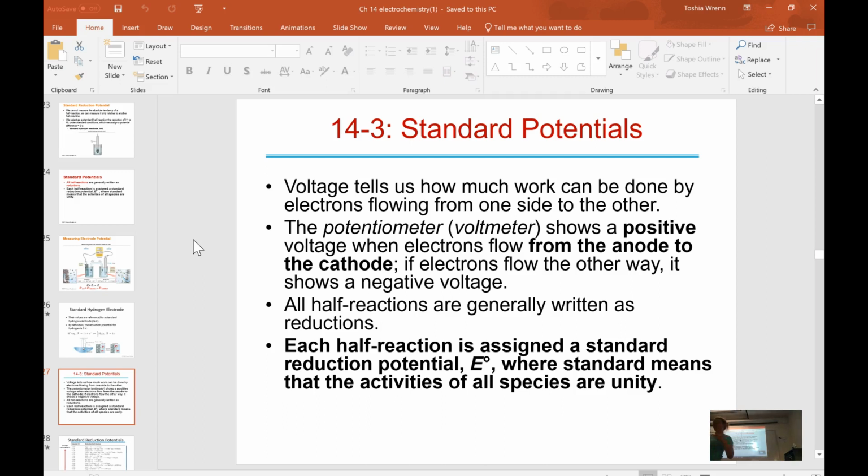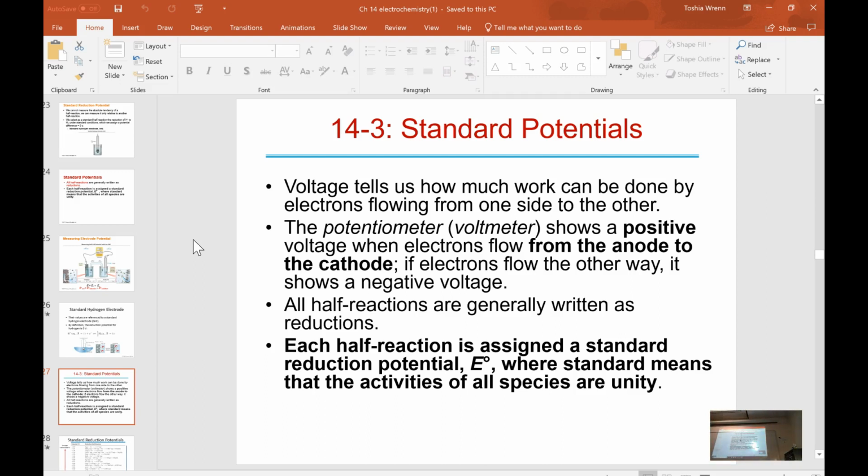So you want to hook your red lead to your positive side, your black lead to your negative side. So the red lead goes on your cathode. That's where the electrons are going to. The black lead goes here. And my battery reads about 1.5 volts. And they're in contact really well.